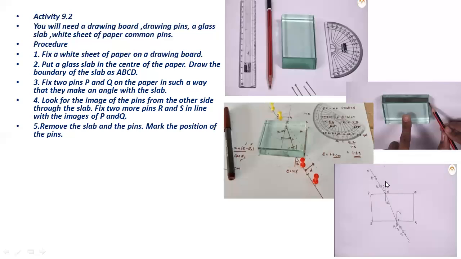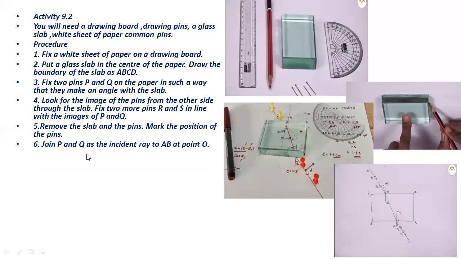Also draw the normal. As I told you, you have to draw the normal at that point where the incident ray falls on the surface. Make a normal here, and also make a normal here for this ray. So this is actually the required angle of incidence. This is the incident ray, the refracted ray, and then the emergent ray.